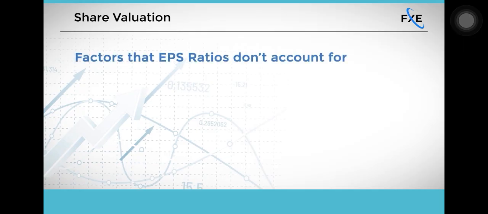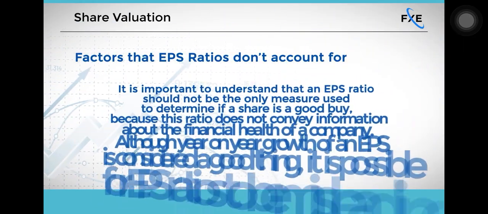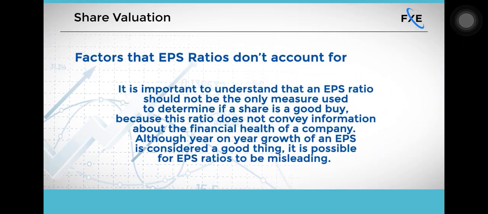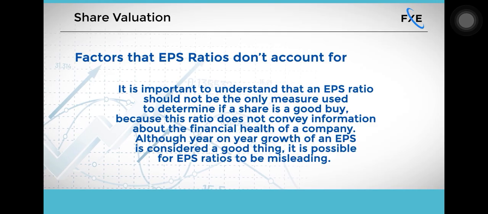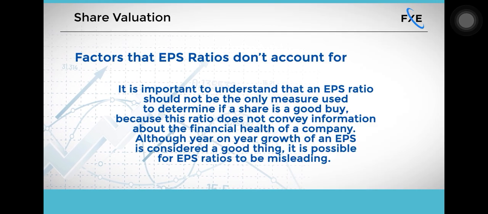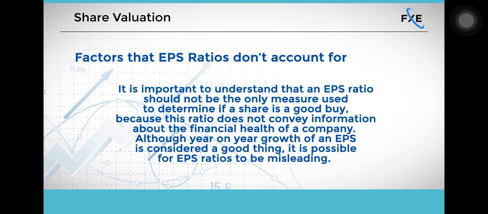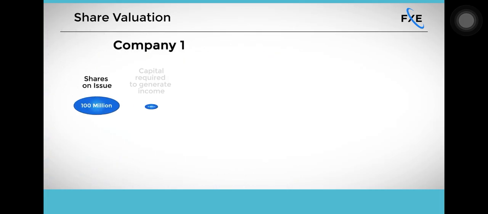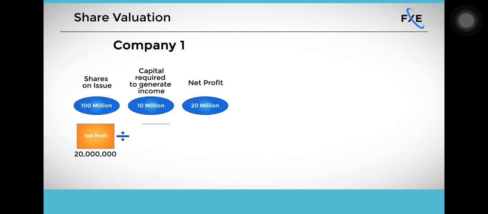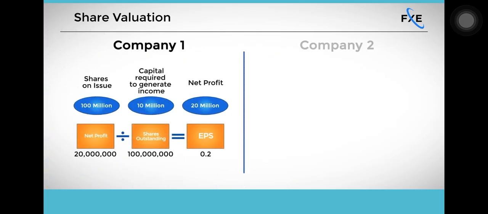Now let's look at the factors that EPS ratios don't account for. It is important to understand that the EPS ratio should not be the only measure used to determine if a share is a good buy, because this ratio does not convey information about the financial health of the company. Although year-on-year growth of an EPS is considered a good thing, it is possible for EPS ratios to be misleading. As an example, a company can buy back its own shares, which effectively reduces the number of shares outstanding. This means that the EPS ratio can increase without an increase in the net income.